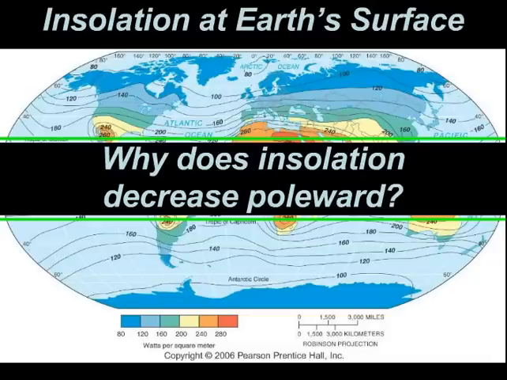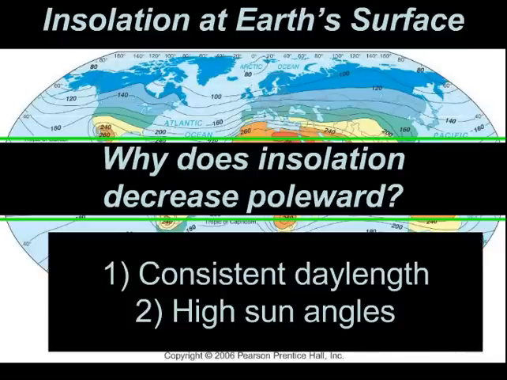Insolation at Earth's surface. Why does the amount of insolation one would find on Earth's surface decrease as I go poleward? And you should know this answer. The answer is two reasons. Consistent day length, the fact that there's always that 12-hour day, 12-hour night, whereas on the poles it's much more drastic, but also the high sun angles, closer to 90, and so there's a greater presence of that 90 degree or close to 90 sun angle, combined with the fact that you have rather consistently long days, 12-hour day, 12-hour nights, plays a key role in why we see insolation decreasing poleward.